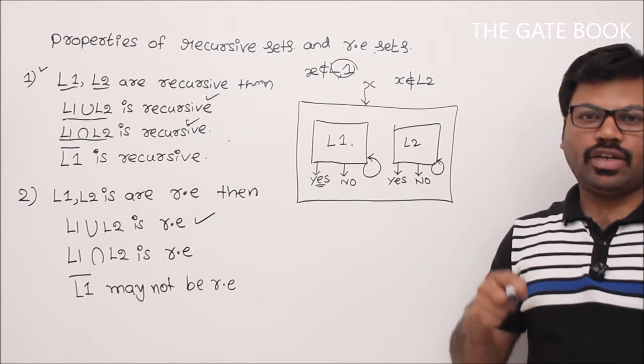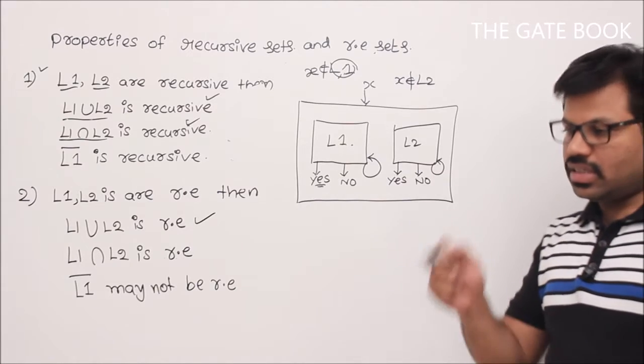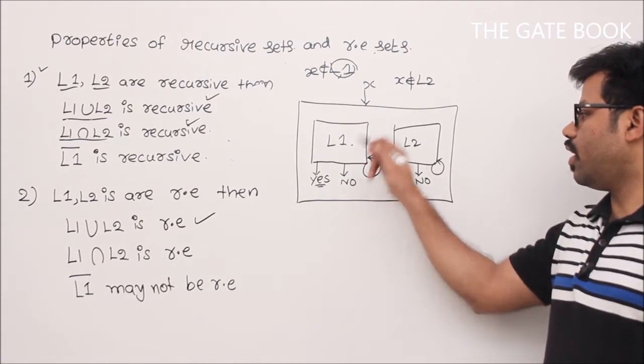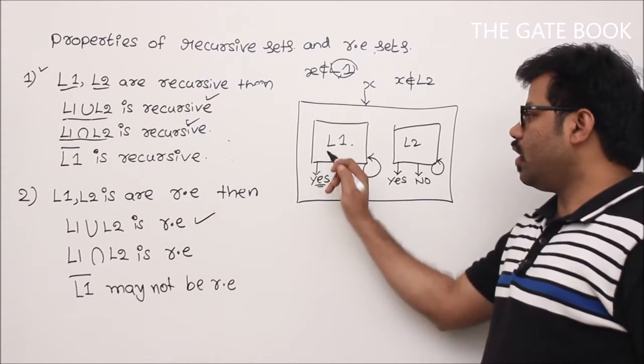Your Turing machine might go to reject state, and because of that it can reject it. Otherwise, still it may be in infinite loop. Okay, there are two possibilities. So this is infinite loop. So such Turing machines we have for L1 language and L2 language.